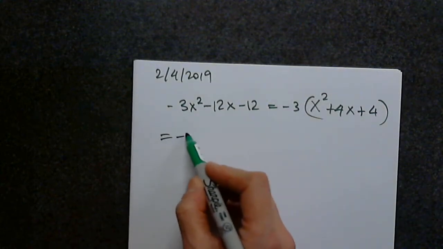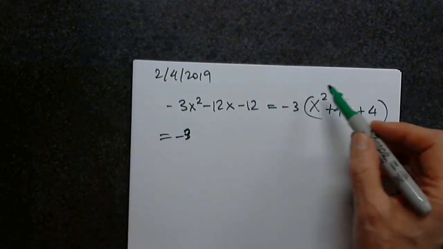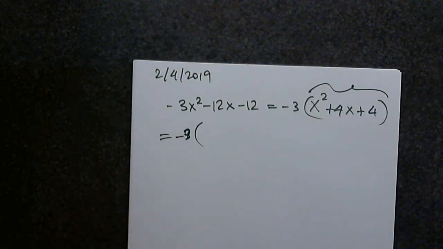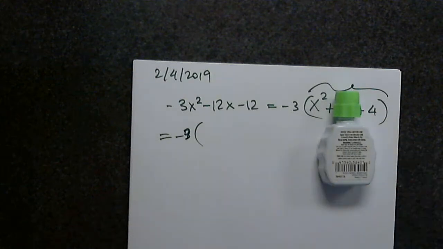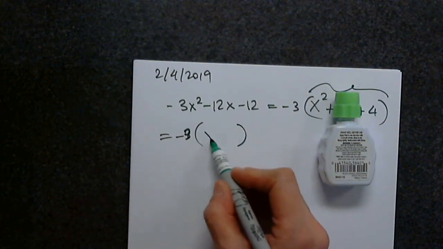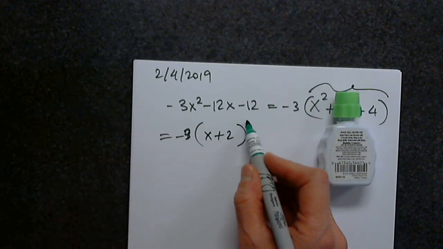Good. Very good. And now I'm asking myself, is this a special product? What is my thinking process? My thinking process is always to look at the first and the last term and identify whether they are perfect squares. Would you say that x squared and 4 are perfect squares? Yes. Good. So my assessment is that I have x plus 2 squared.